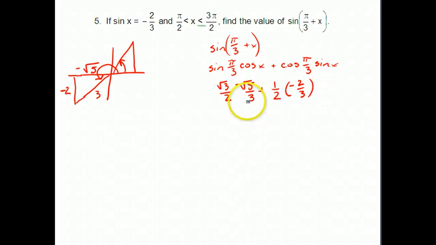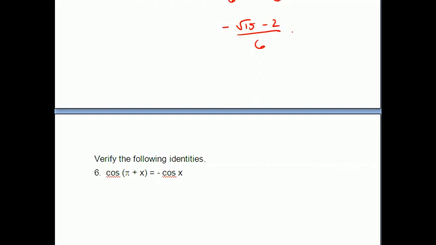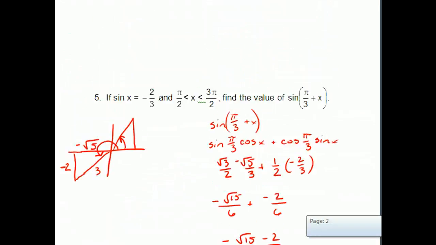So what do we got when we put all this together here? So I'm going to get, looks like a negative square root of 15 over 6 plus negative 2 over 6. So I guess I can rewrite that as negative root 15 minus 2 all over 6. So let's take a look at what we've got here so far.